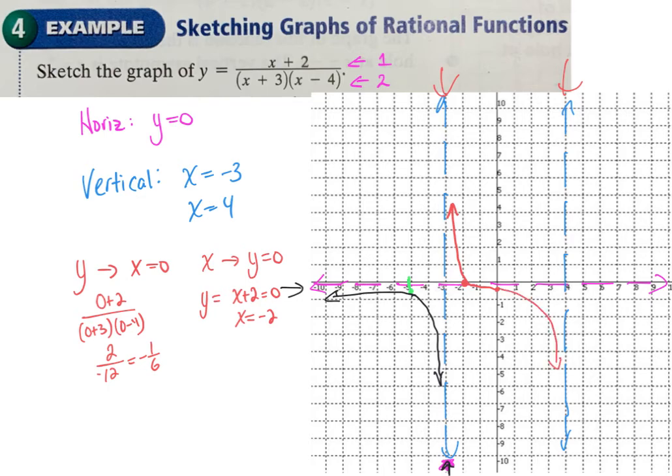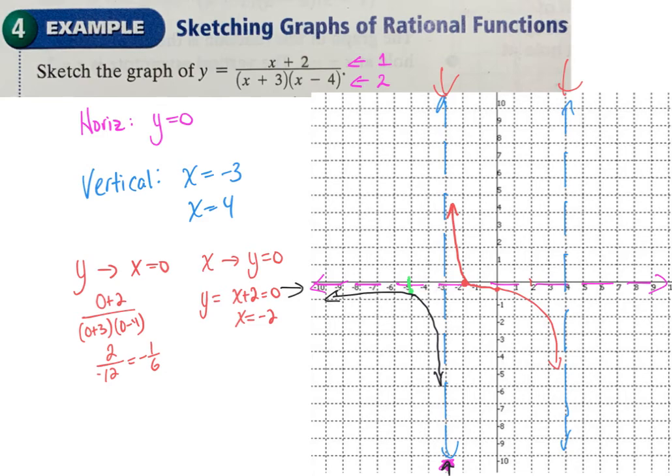And if you're not sure, you can pick another point. You can pick a 2 and plug it in. 2 plus 2 is 4. 2 plus 3 is 5. 2 minus 4. And you're going to see that it's a negative over here at 2, right? It's definitely going to be in the negative range at 2. It's not going back up, all right? And so we're just sketching. We're just picking some points and sketching. Your intercepts are great ways to sketch.